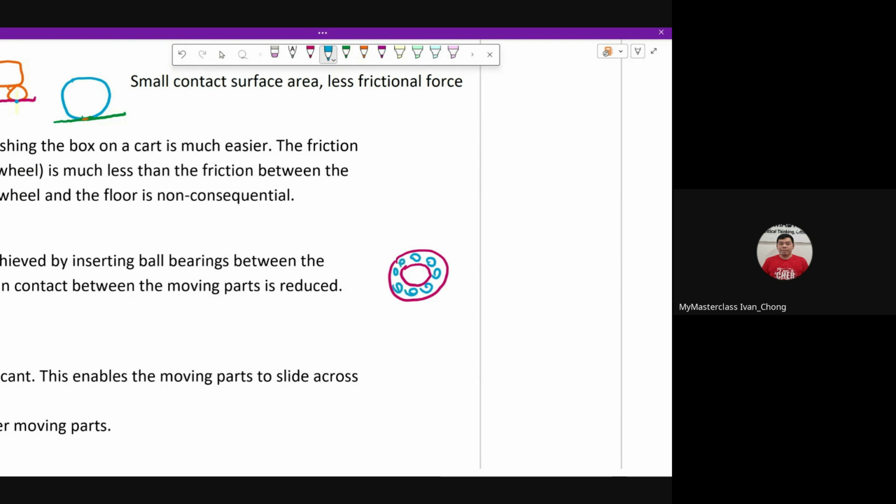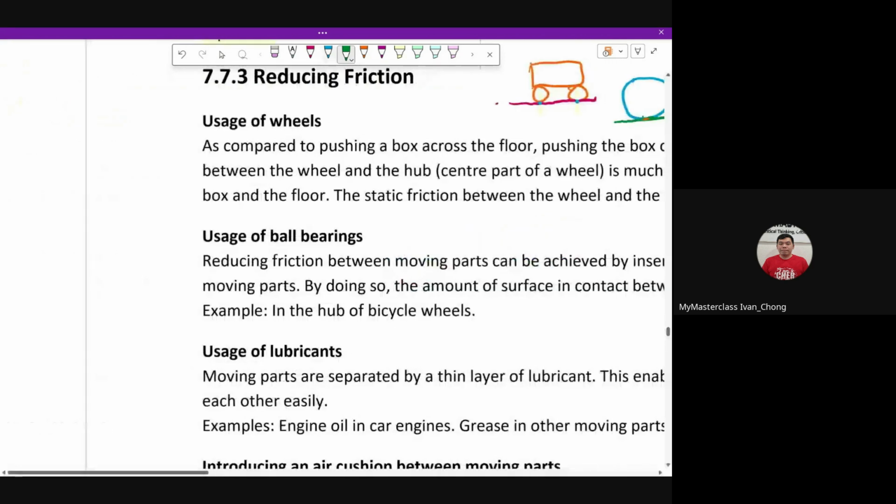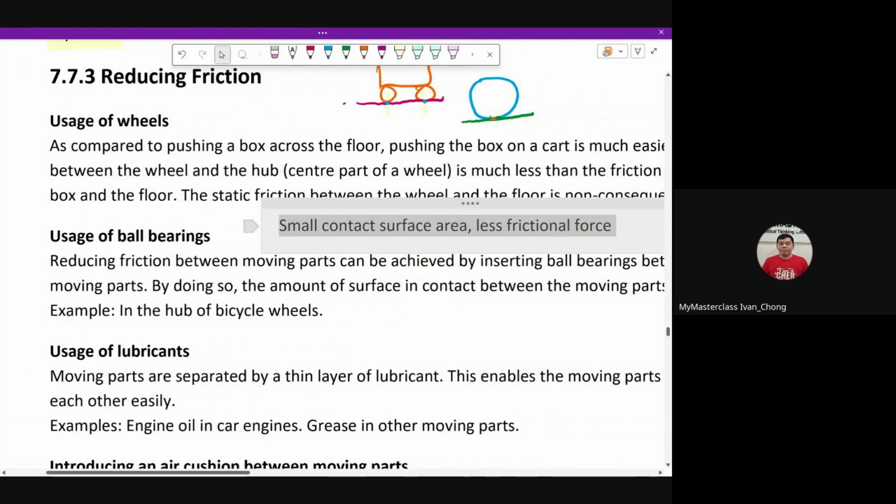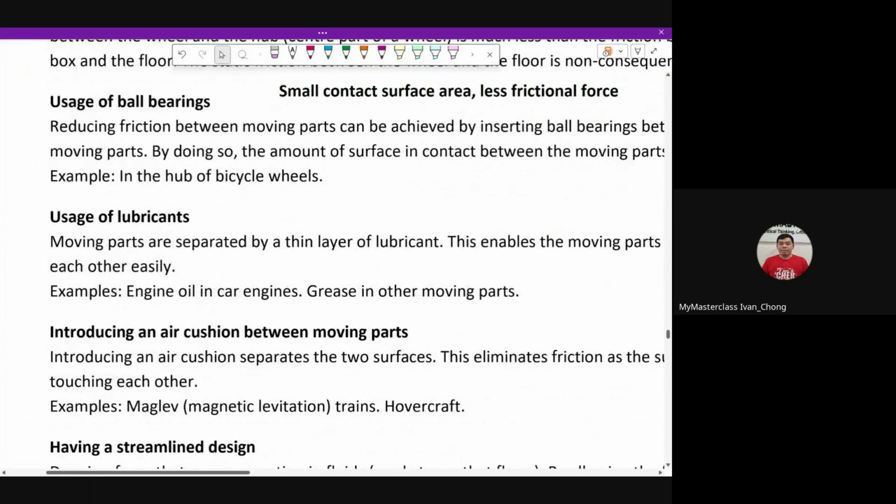So basically, it works in the same way as your wheel, just that you have two surfaces, one on top, one below, and the ball bearings are sandwiched in between them. So same thing, you only have a small contact surface area on top and below. Because of that small surface area, you will experience less frictional force. So since you have less frictional force, you will need less energy to overcome all the friction that you have.